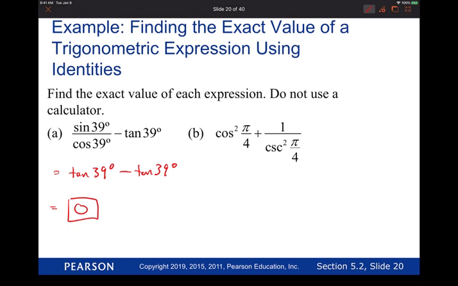Okay. And then for part B, okay, so cosecant is what? The reciprocal of what? Sine, right? So this is actually the same as cosine squared pi over 4 plus cosecant we said is 1 over sine squared of pi over 4. And then that's all in the denominator. Is this okay so far? Yeah. So if we have a fraction divided by another fraction, what's the technique again? Keep, change, flip. So this is the same as cosine squared pi over 4 plus what? Sine squared pi over 4.